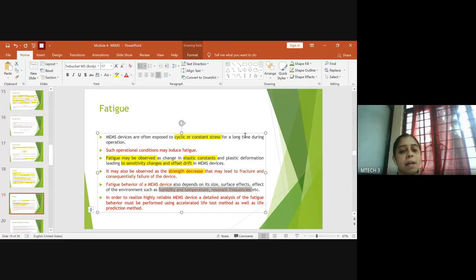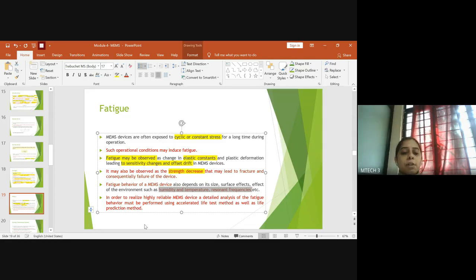Apart from that, it also depends upon the geometry. What is its dimension? What is the length of the cantilever beam? What is the size and thickness of it? How has the surface been protected, right? And how is it responding to the external stimuli of the environment? So all these factors also determine the fatigue behavior of that particular MEMS device.